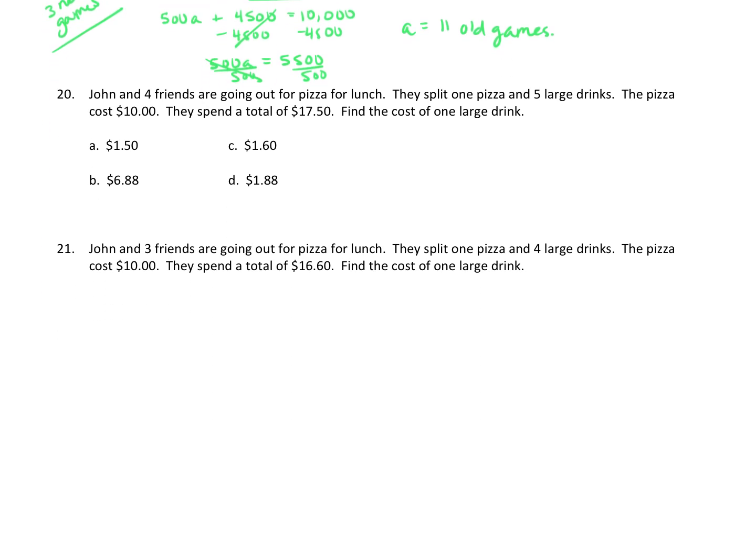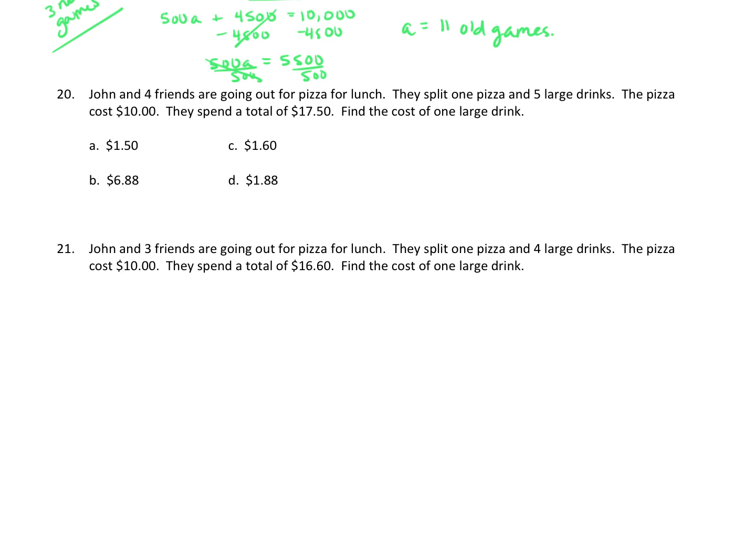All right, number 20. John and four friends are going out for pizza for lunch. They split one pizza and five large drinks. The pizza costs $10. They spend a total of $17.50. Find the cost of one large drink.